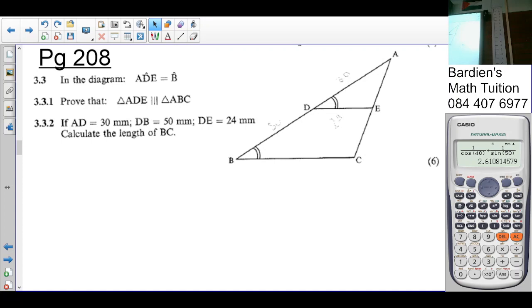Right, so for 3.3 we are told in the diagram that angle ADE is equal to angle B. Can you see here? That's given on the diagram and given in the introduction to the sum as well. So we are told to prove triangle ADE is similar to triangle ABC.